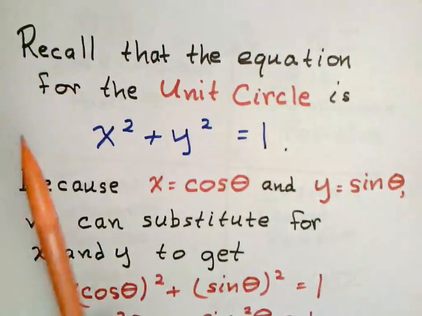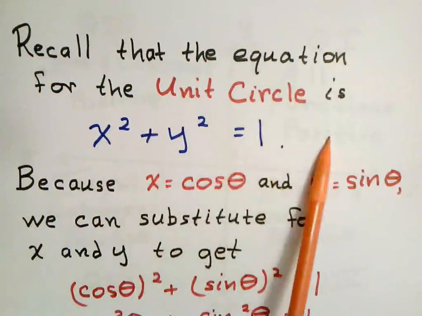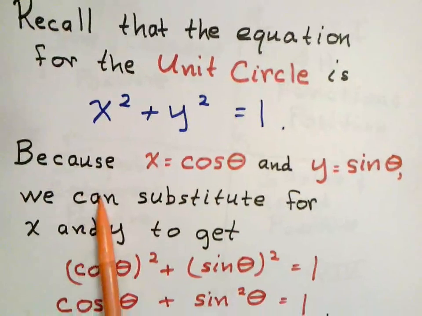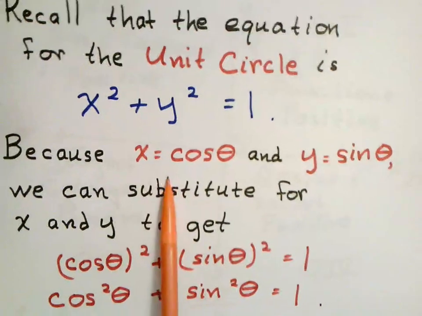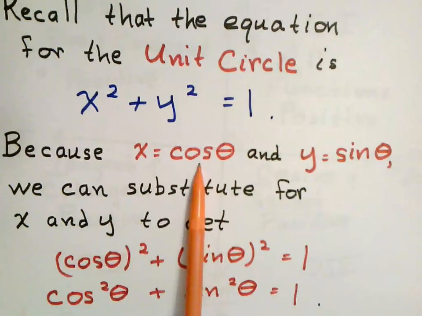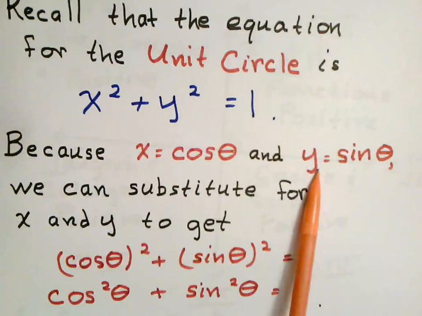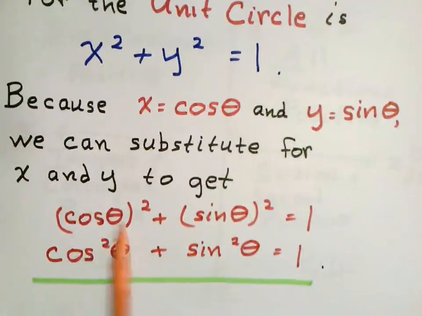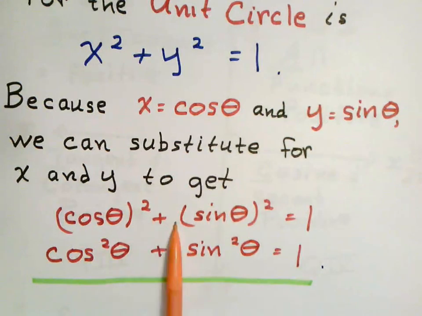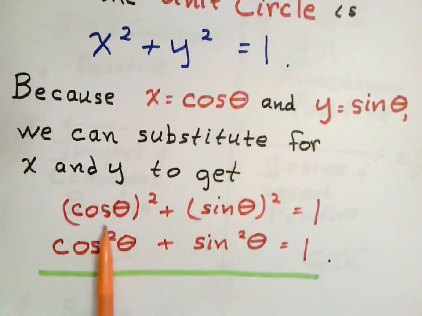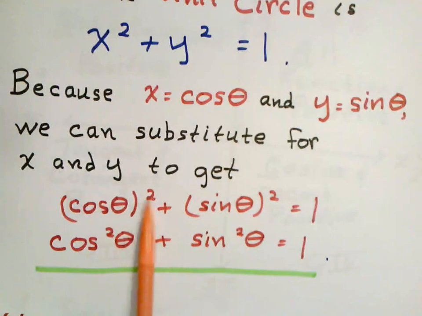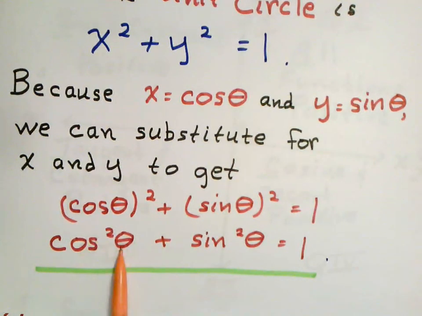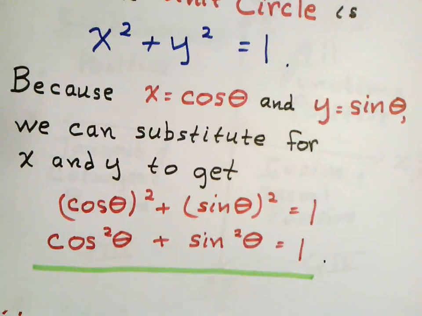Yesterday, we learned that for the unit circle, the equation is x squared plus y squared equals 1. We also learned that on a point on the unit circle, the x-coordinate is the cosine of theta, and the y-coordinate is the sine of theta. So we're going to substitute for x and y here. You see, cosine of theta squared plus sine squared of theta equals 1. A shortcut, instead of using the parentheses, we put this exponent 2 right here. So it's cosine squared of theta plus sine squared of theta equals 1.